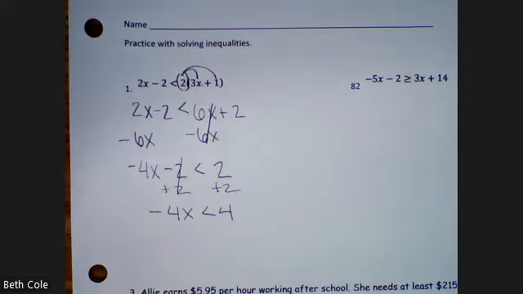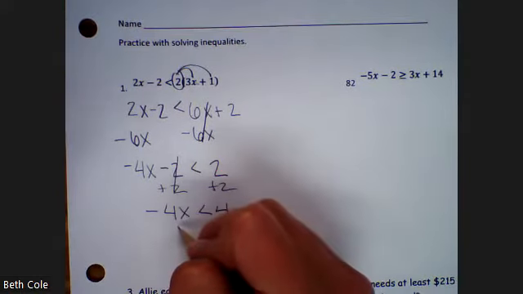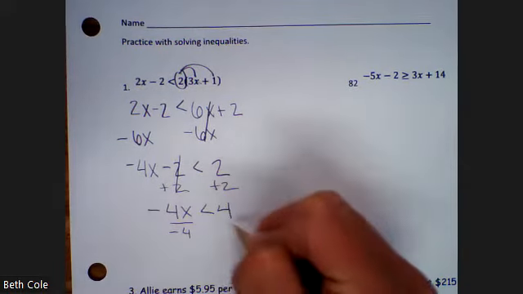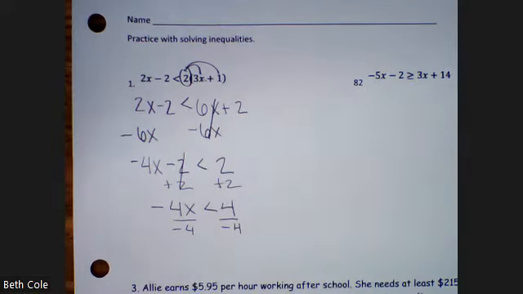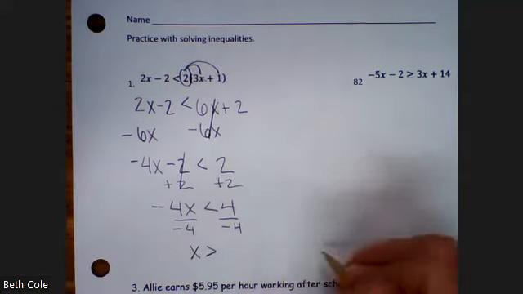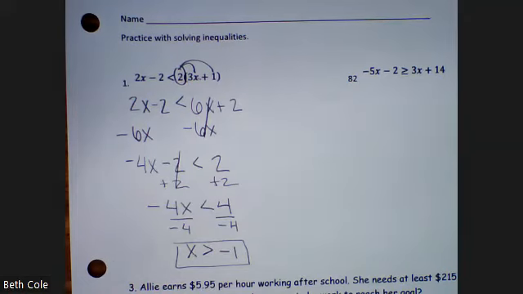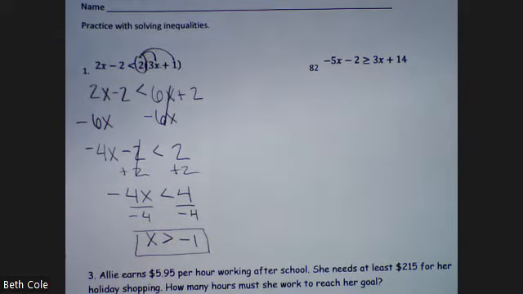Good. Last step. Divide by, oh my gosh, guys, we divided by a negative. Flip the symbol around. So it's going to be x greater than negative 1. Now that's like the answer, but you have to do a number line. Yes. There's a number line provided, so you can't miss it.